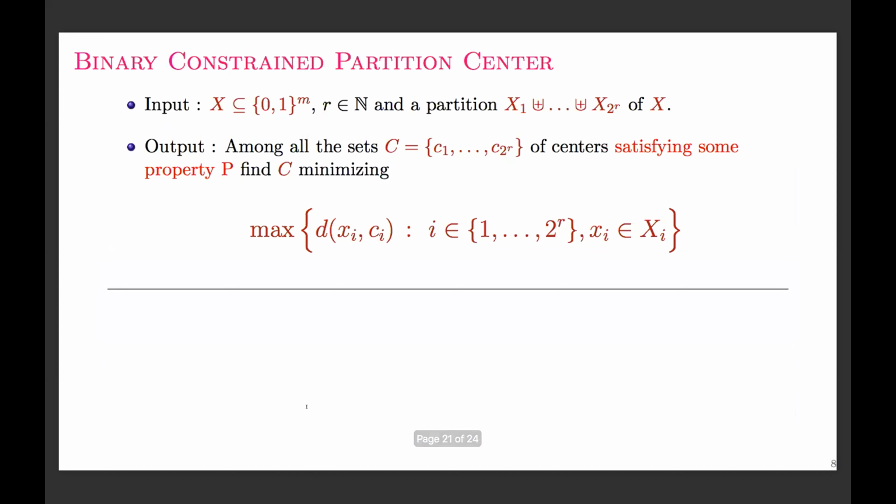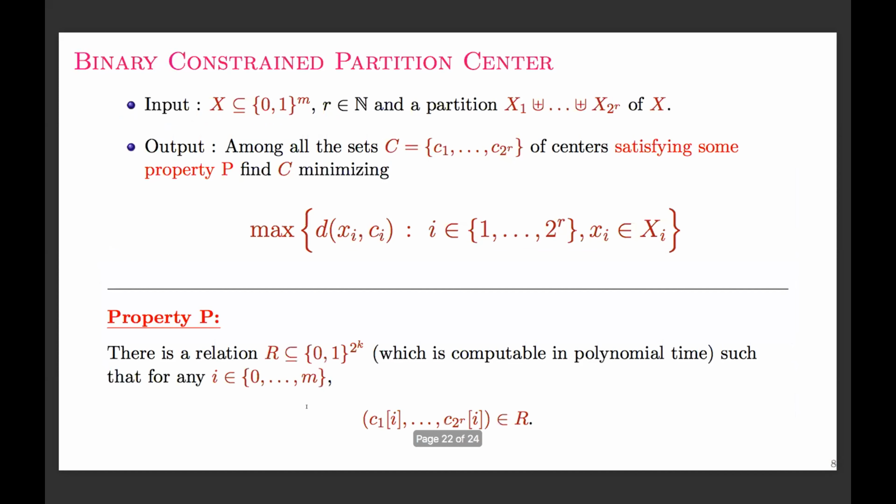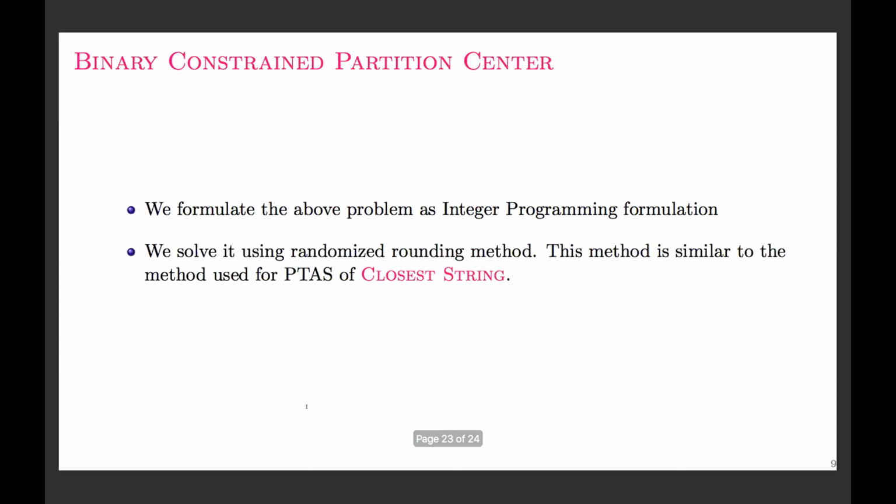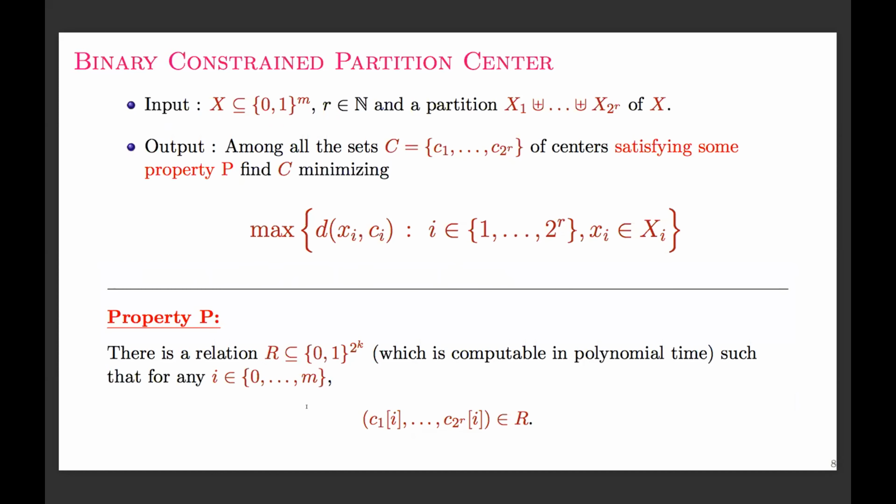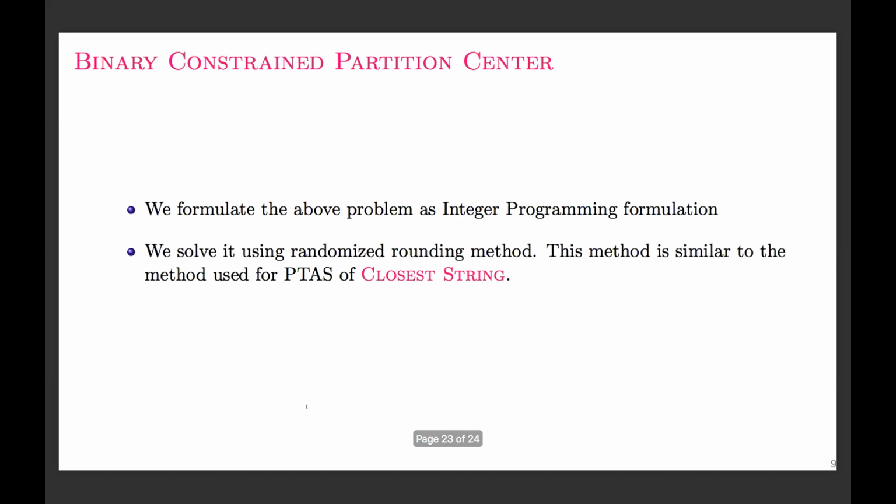So maybe the other slide may take more time, so I will skip that. Okay, how this problem is defined. So this is a problem which is closely related to the k-center problem, and we can reduce to that kind of k-center problem, where k is equal to 2 to the r, where there is some relation between the center vectors. And then at the end, what we do is solve it using integer linear programming and randomized rounding technique. And if you have any more questions, I will take them.